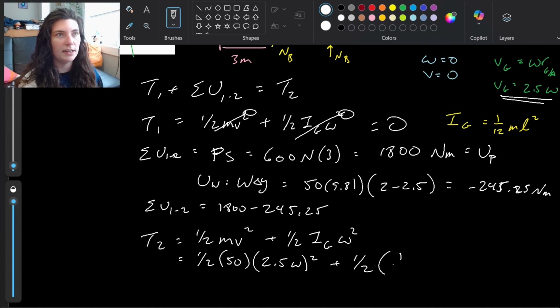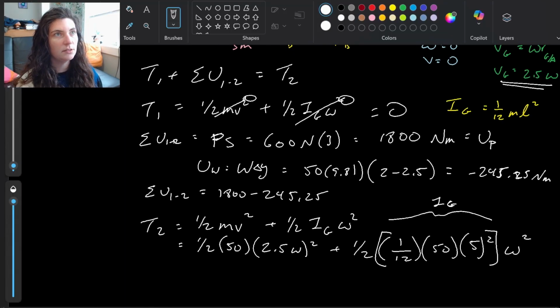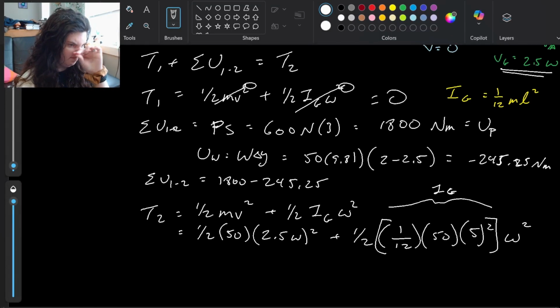I can plug that in down here: 1/12 times the mass of 50 times the rod length of 5 meters squared, that is all Ig. And then we multiply that by omega squared. With all of that, our only unknown is omega. So we can go ahead and plug all of those in.